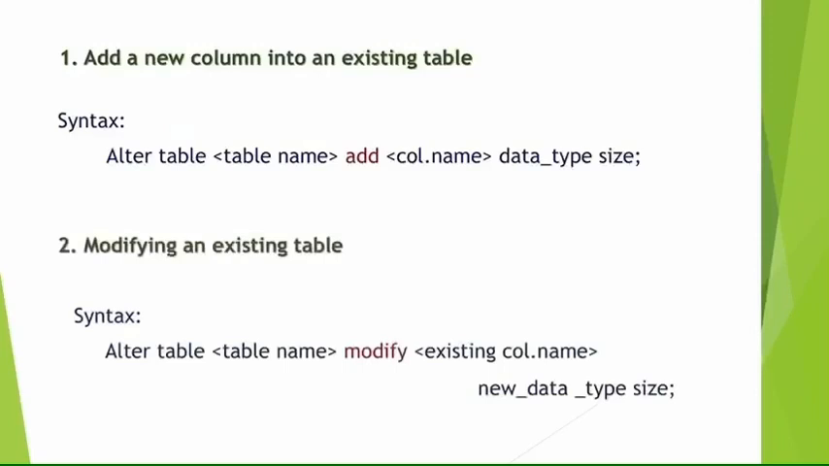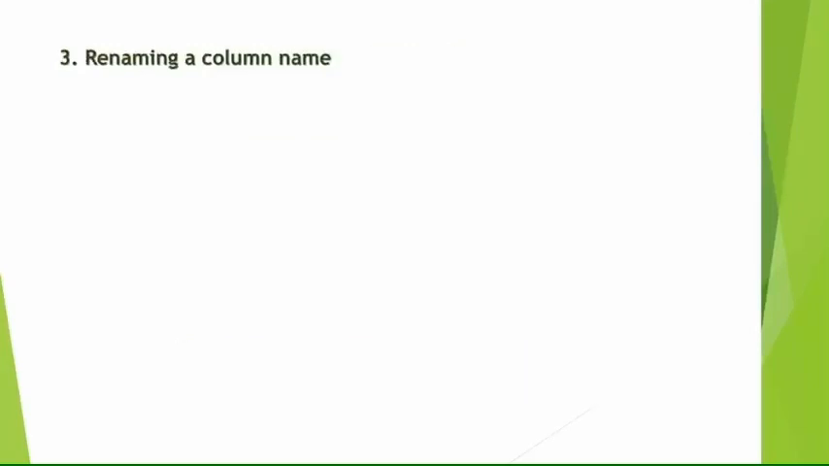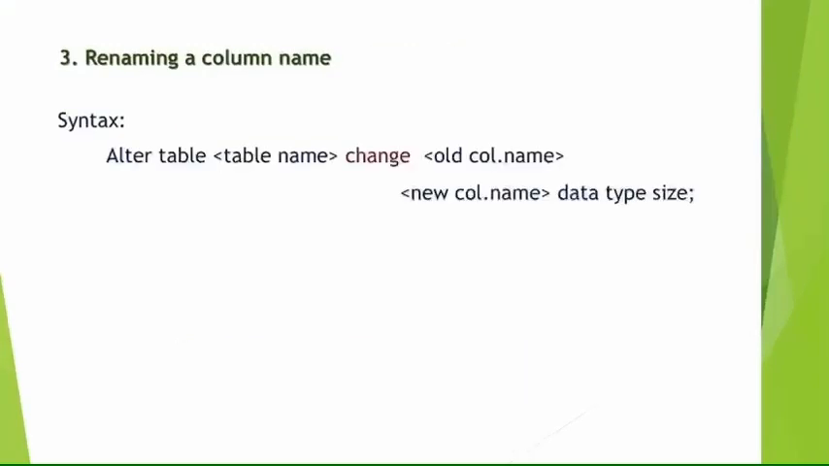Next is modifying an existing table. Here the syntax is alter table, table name, then modify keyword, existing column name, then new data type and size. Next is renaming a column. Syntax is alter table, table name, then change keyword, old column name, then new column name, then data type and size. So we can rename a column with the new name.